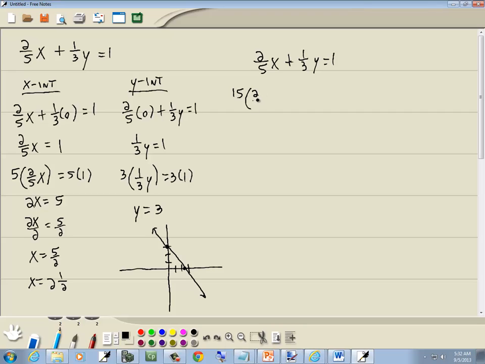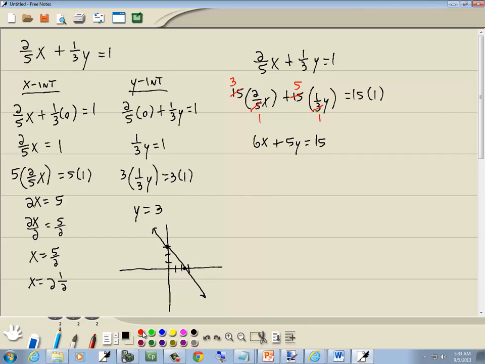So we'll multiply the 2/5 x by 15, we'll multiply the 1/3 y by 15, and we'll multiply the 1 by 15. Well, 5 and 15 are both divisible by 5. 5 divided by 5 is 1, 15 divided by 5 is 3. 3 and 15 are both divisible by 3. 3 divided by 3 is 1, 15 divided by 3 is 5. So we've got 3 times 2, which gives us 6x, plus 5 times 1, which is 5y, is equal to 15 times 1, which is 15.